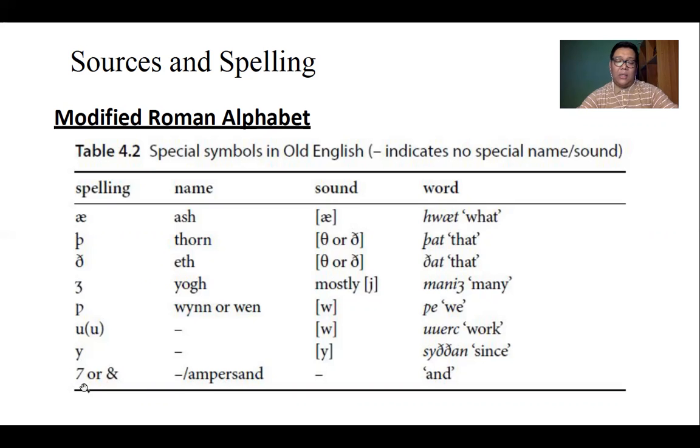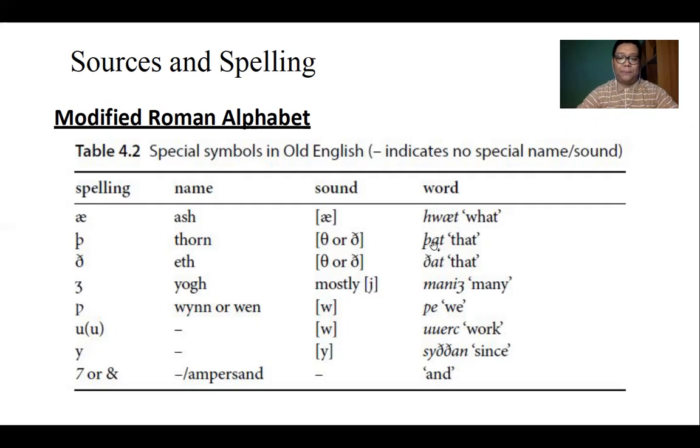Okay, but for this one, there was no exact label. But in terms of the sound, you could see here that this one was really pronounced as the modern English pronounces this sound. It's the a, as in the word what, okay, the a sound.